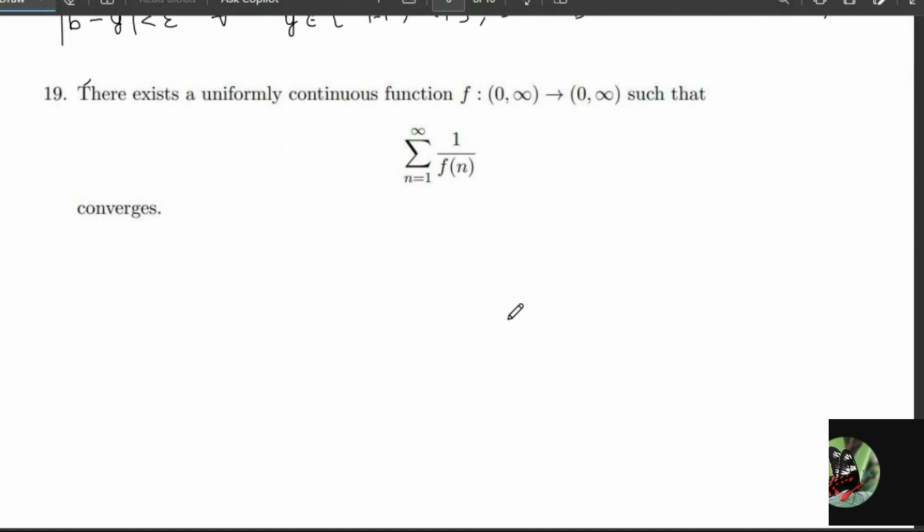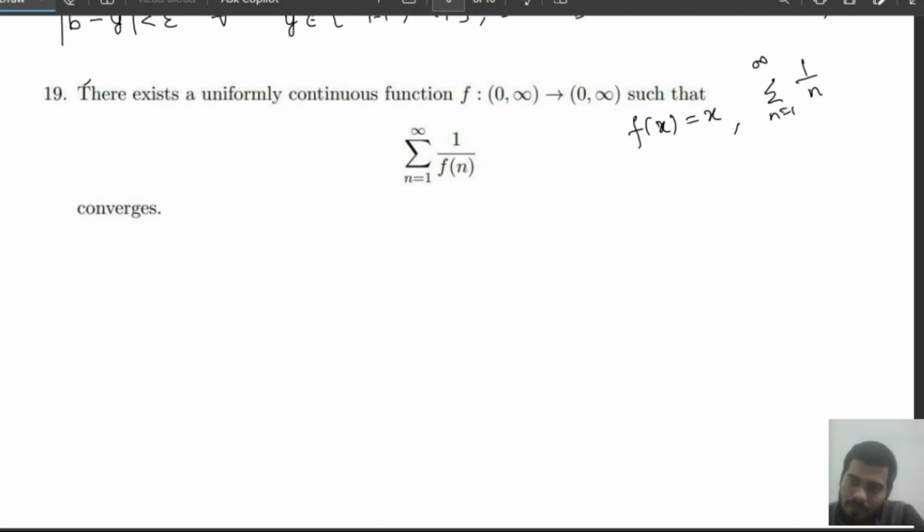Yes, sir. Now the next problem is also a very nice problem. It says: there exists a uniformly continuous function f such that this series converges. Can we say that? First, let's see by example. If I take f(x) equals x, it is a continuous function which is uniformly continuous on 0 to infinity. Is it convergent or divergent? Divergent. Very nice.